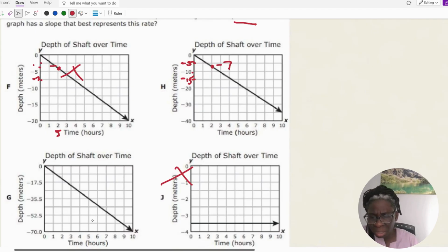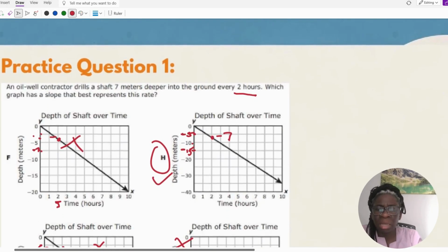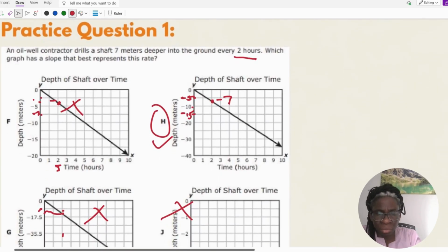So now let's take a look at this last option. At 2 hours, let's trace 2 hours up. If we trace 2 hours up, it is not close to 7 at all. So it cannot be this. So H is the correct answer, since it says at 2 hours, it goes down by 7 meters.